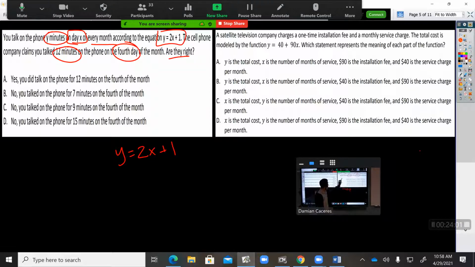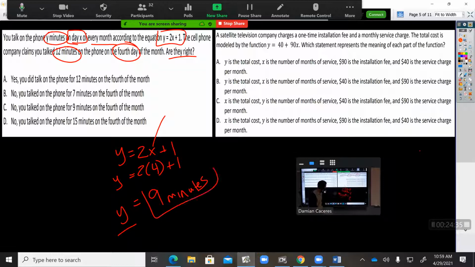And the simple question is, are they right? Are they correct? So watch how easy this is. X represents the day of the month. So 4th day would be a 4 for X. 2 times 4 plus 1, which gives you 8 plus 1, Y equals 9. Now, Y is minutes. So that means that on the 4th day, 9 minutes. So the answer is no, you're wrong.